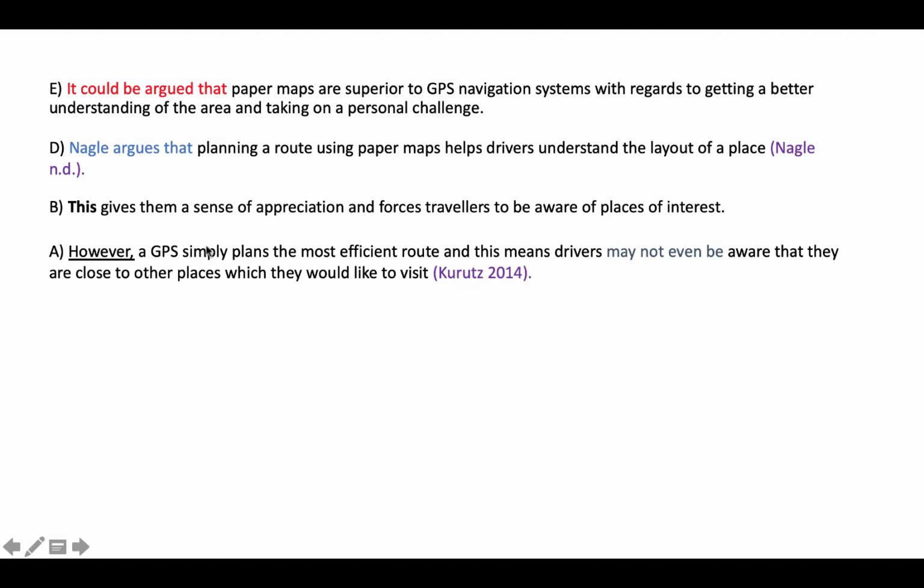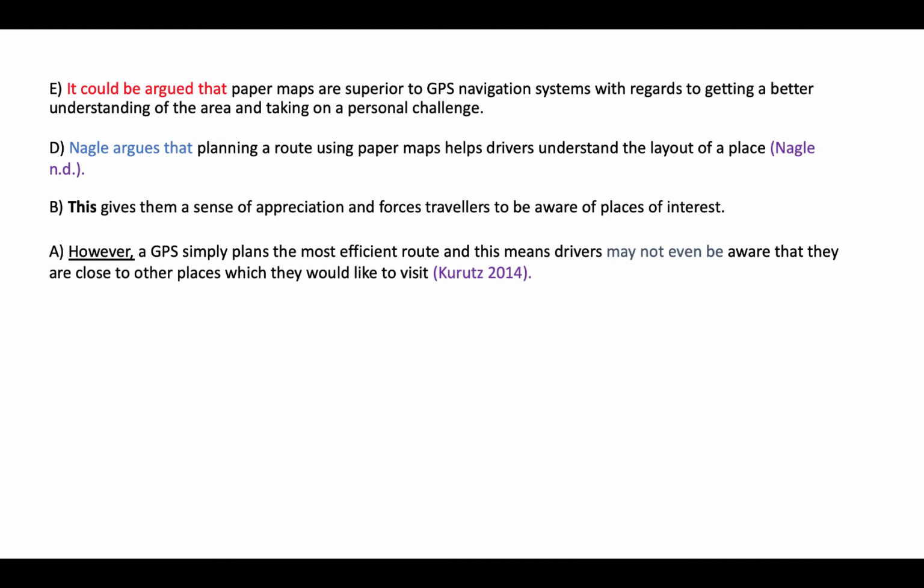So here we got some kind of comparison. We've looked at both alternatives here. We've looked at the paper maps, and now we've looked at the GPS as well. We got some comparison because we've used "however", so it shows there's a difference. Okay, and we got the source again, so an in-text citation, the writer's name, and the year. Okay, so the next sentence, I think we've got a good argument here.